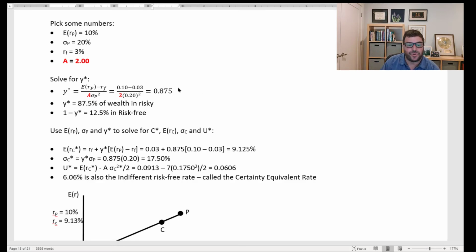And the way I interpret that is the optimal allocation for this investor is to put 87.5% of wealth in the risky asset and 12.5% of wealth in the risk-free.